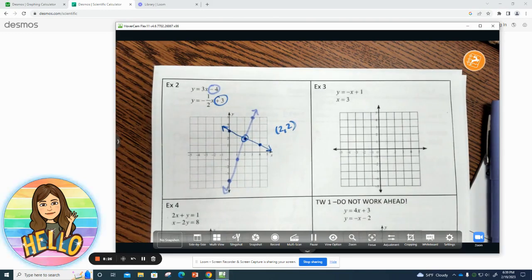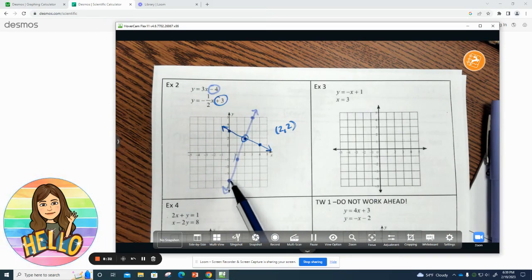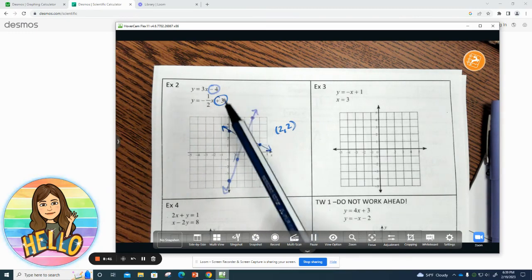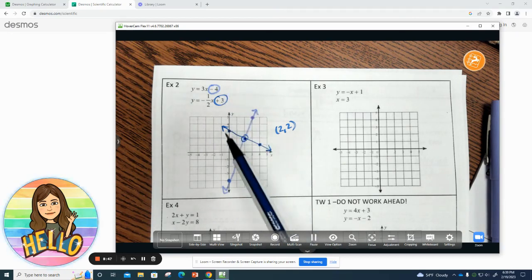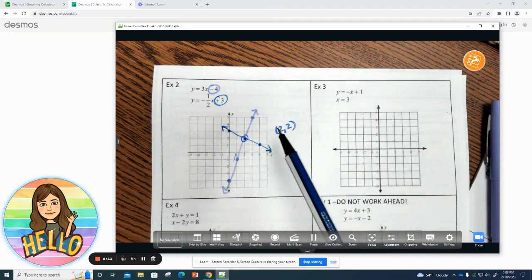Okay, so compare your answer to mine. Obviously, this first one, we started at -4, and our slope was a +3, so that means up 3, right 1, up 3, right 1, up 3, right 1. And in our second equation, it was starting at +3, and our slope is -1/2, so going down 1, right 2, down 1, right 2. And then we can see that it does cross at 2, 2.